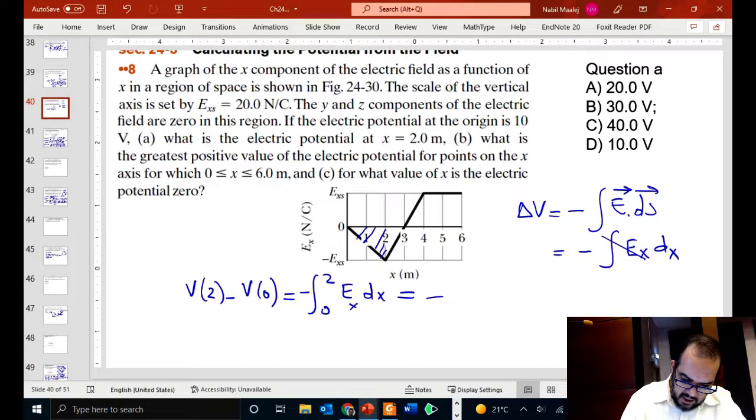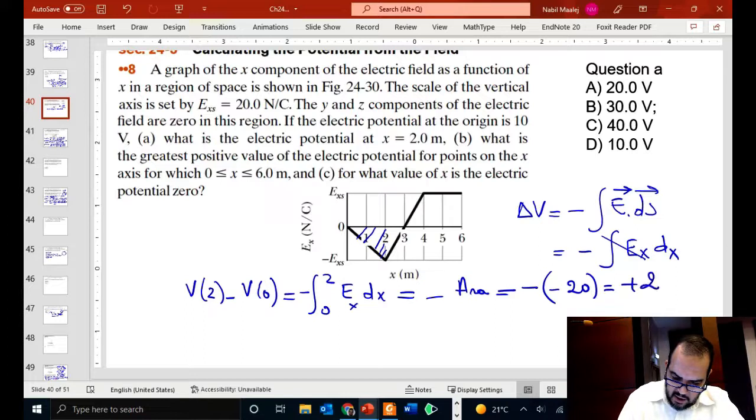So here I can write this is minus the area between 0 and 2. So minus the area, and what is the area here? Since it's under the x-axis, it's negative area. What's the area? We have the base of the triangle is 2 meters times the height, which is 20, divided by 2. Base times height divided by 2. So 2 times 20, that's 40. 40 divided by 2, that's 20. So that's minus 20. So here we get this is plus 20.